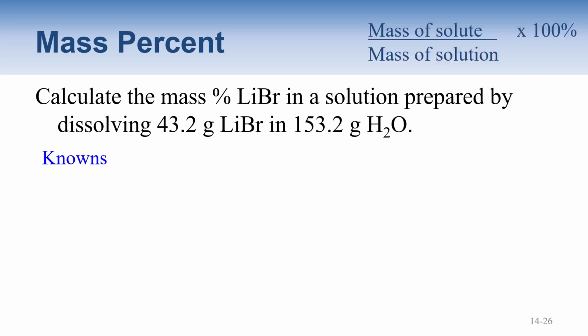Okay, calculate the mass percent of lithium bromide in a solution prepared by dissolving 43.2 grams of lithium bromide in 153.2 grams of water. Go ahead and pause the video and work through this example. Okay, so the mass of the solute is 43.2 grams, and the mass of the solution is both of these added together. So that's 43.2 plus 153.2. We get 196.4 grams.